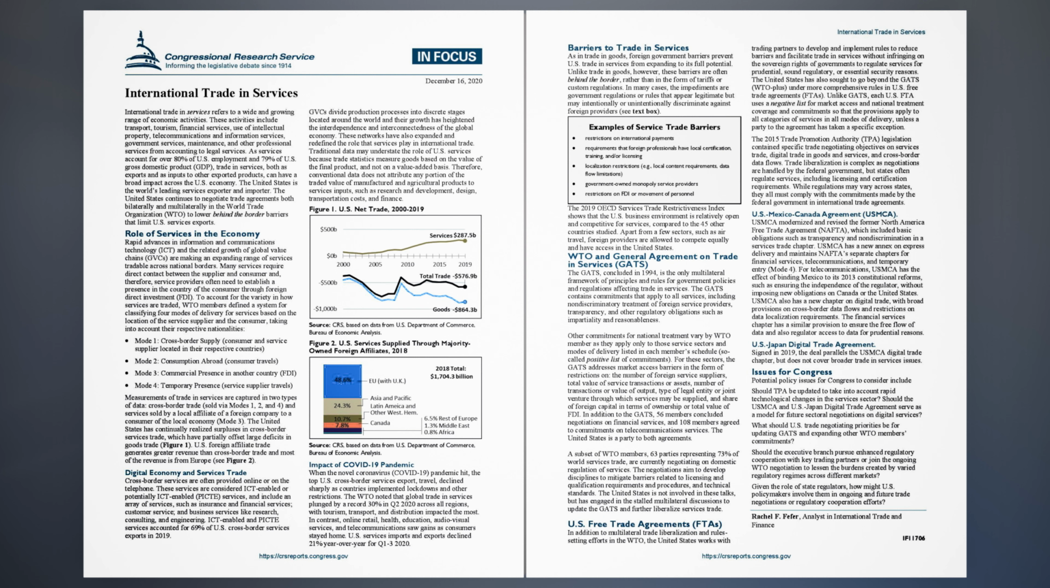Measurements of trade and services are captured in 2 types of data: cross-border trade sold via modes 1, 2, and 4, and services sold by a local affiliate of a foreign company to a consumer of the local economy, mode 3. The United States has continually realized surpluses in cross-border services trade, which have partially offset large deficits in goods trade. See Figure 1. U.S. foreign affiliate trade generates greater revenue than cross-border trade, and most of the revenue is from Europe. See Figure 2.